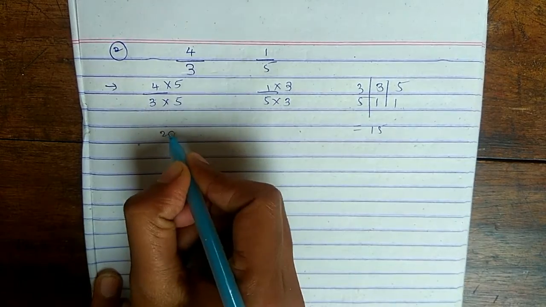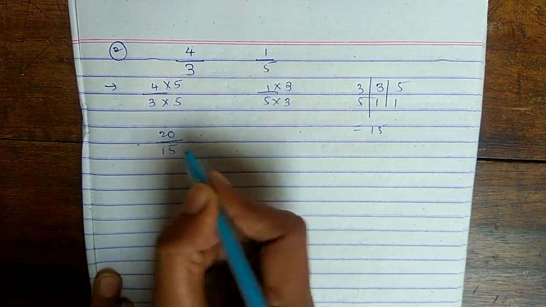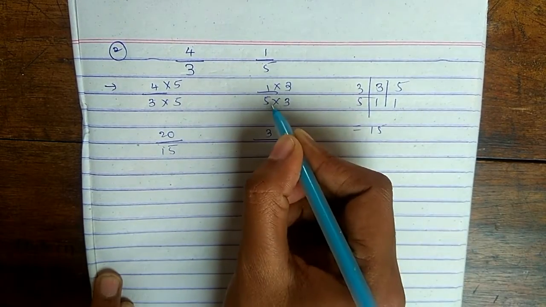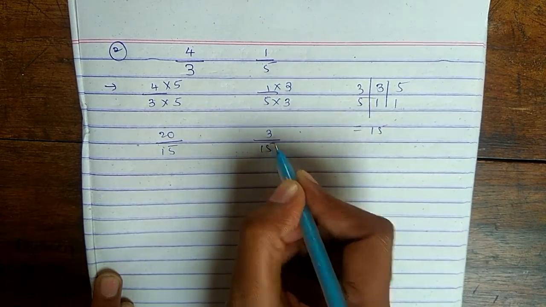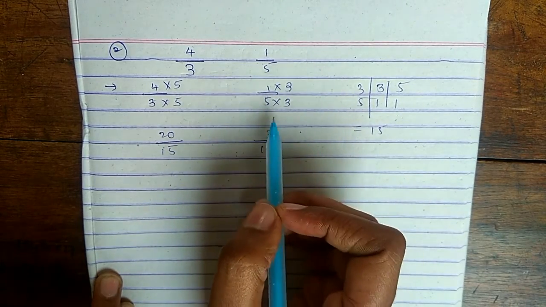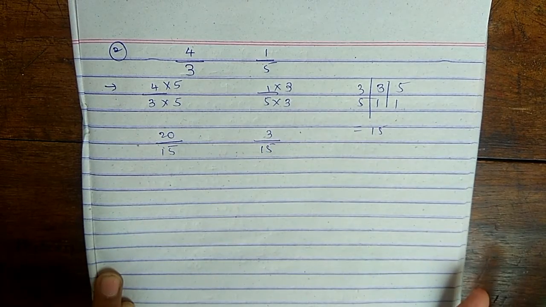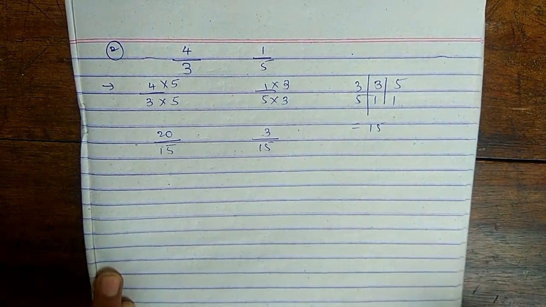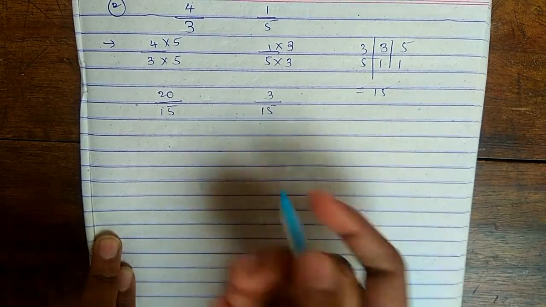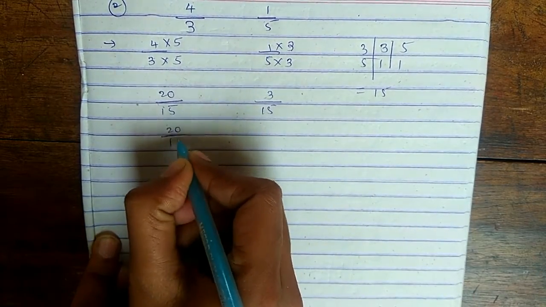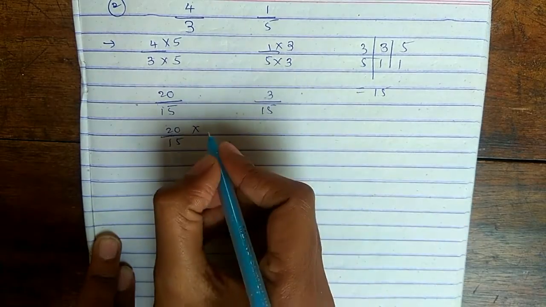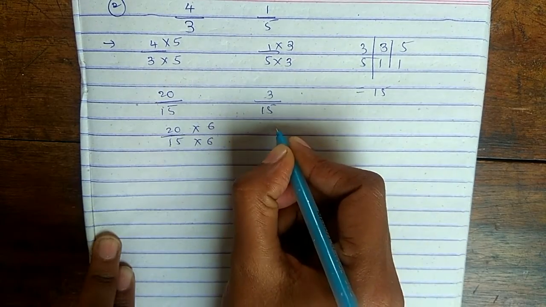4 fives are 20. 3 fives are 15. 1 three is 3. Then 3 fives are 15. So here actually there is no need to multiply with 6. Why? Because between 3 and 20 you will get many rational numbers, any 5 you can take. Otherwise, according to the rule, if you want to multiply, you can multiply 20 upon 15. We need 5 rational numbers, so we are going to multiply with 6.